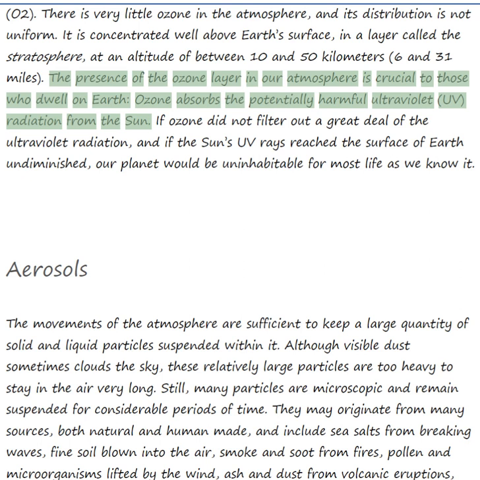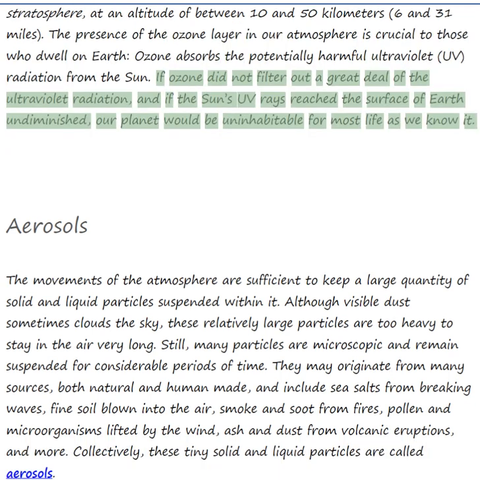Ozone absorbs the potentially harmful ultraviolet radiation from the sun. If ozone did not filter out a great deal of the ultraviolet radiation, and if the sun's UV rays reached the surface of Earth undiminished, our planet would be uninhabitable for most life as we know it.